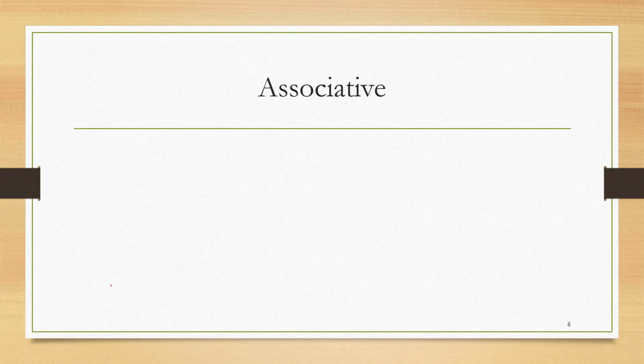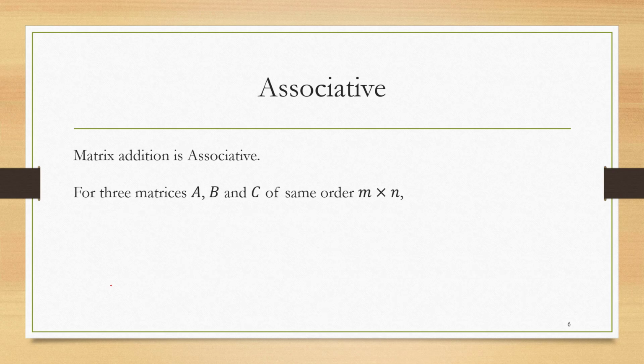Next property is associative. Associative means that if we apply an operation between three matrices, then what kind of result can we observe by changing their order. See, matrix addition is associative. What we mean by that is, let's take three matrices A, B and C of the same order, because we are talking about addition. Then A plus B plus C is the same as A plus B plus C.